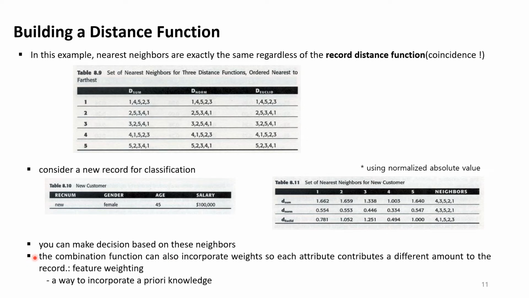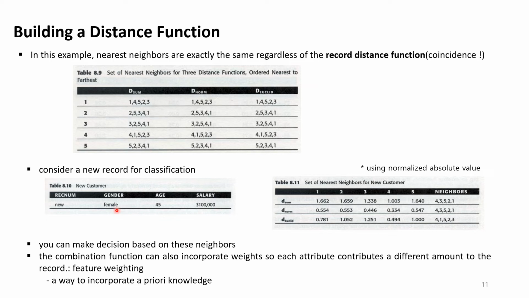Final issue here is the combination function can also incorporate weights, okay? What it means here is, let's say in this data, we have three attributes, gender, age, and salary. Then let's suppose with respect to the target value, we know that this salary attribute is much more important than, let's say, gender. Then we are able to give a different weight to each attribute.